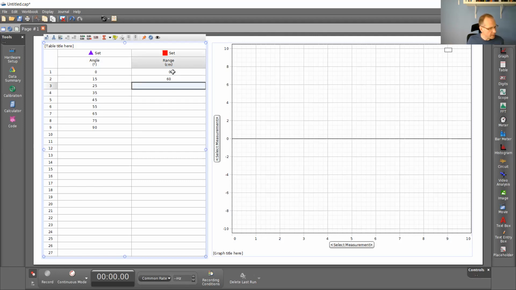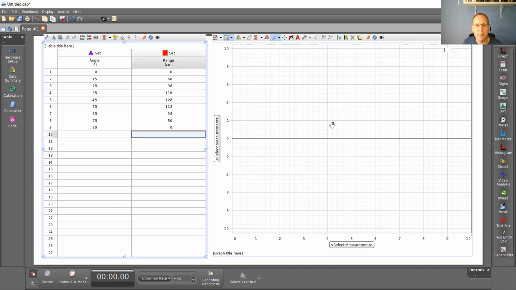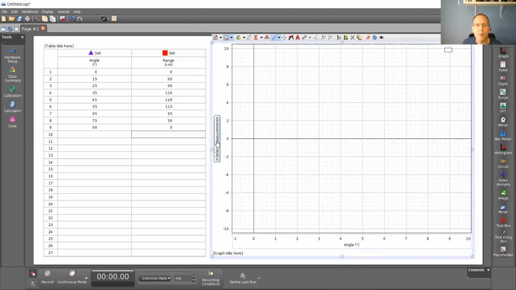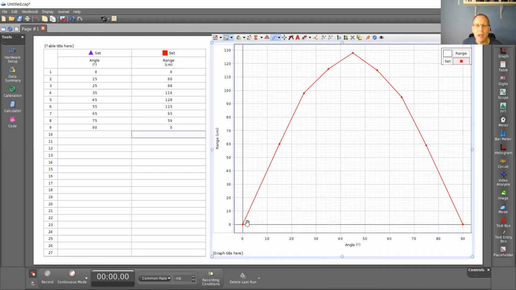Let's say your average was 98 at 25 degrees, and then say 116, then 128, then 115, then 95, and then 59, and then 0. Let's say those are your values. Kind of just made these up, but so on the x-axis, we're going to plot angle. On the y, we're going to plot range. And then for the title here, you can just put range versus angle, right? It's always y versus x, so range versus angle.